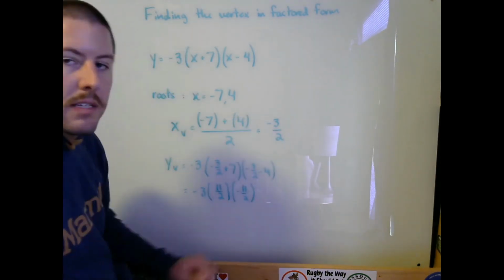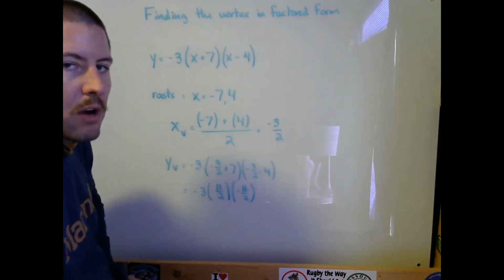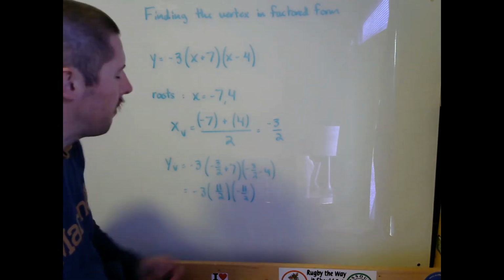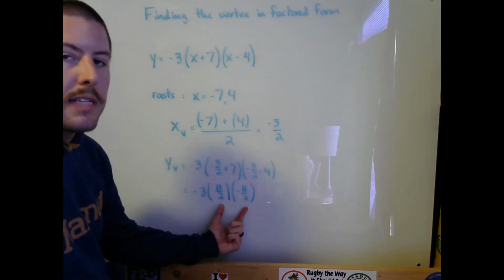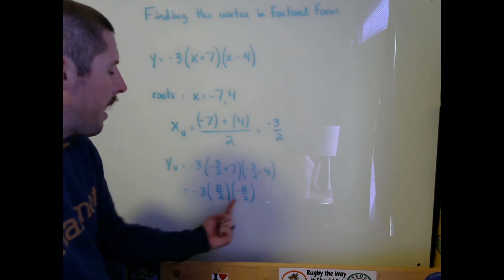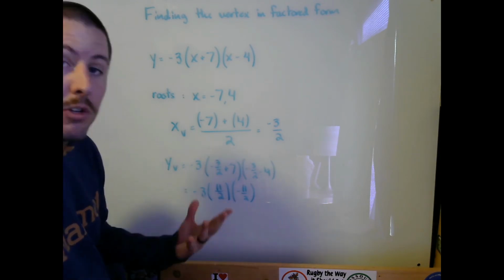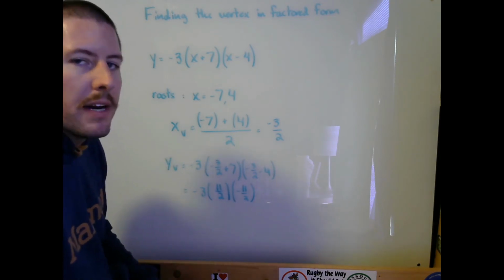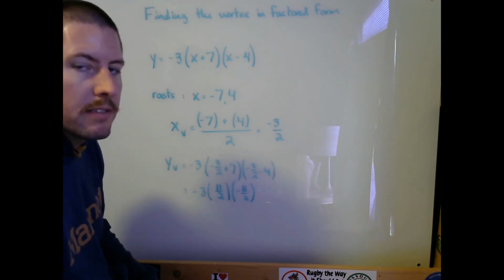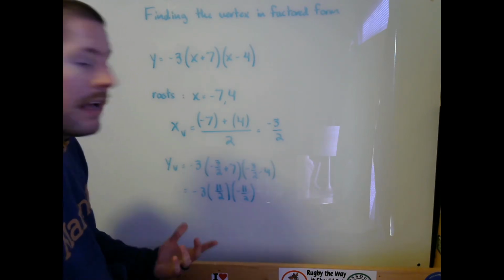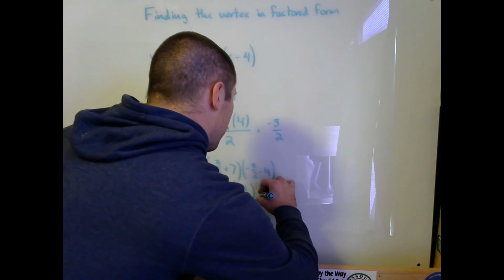You should notice that this is the second time in a row that we've seen this outcome from finding a y value of a vertex, where both of these terms are the exact same term, they're just differing by a negative. This is something that you should always expect to happen whenever you're finding the y value of the vertex in factored form.